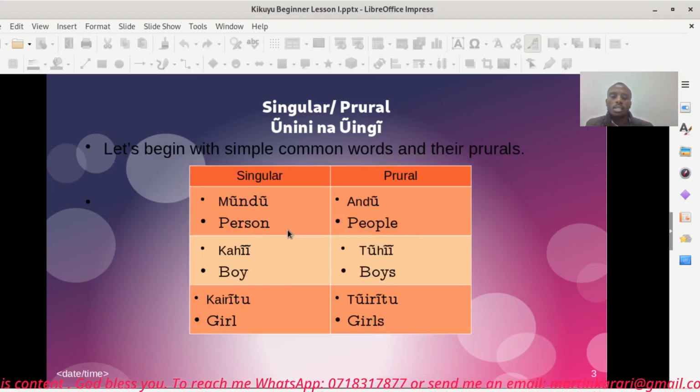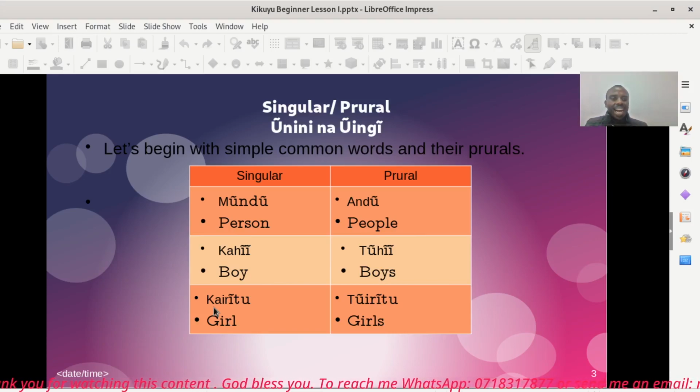Let's go to the next by doing some practice. We have some words here. The first word is modo. Modo is person. When we are talking about people, it becomes ado. That is person, people. Then we have another word here, kahe. Kahe is a boy. When you have many boys, you say tohe, boys. Okay, good. Let's go to the next.